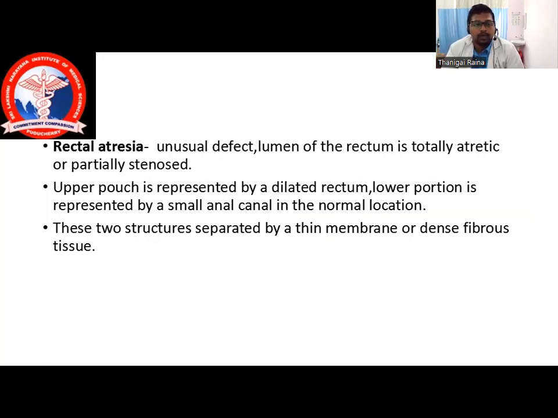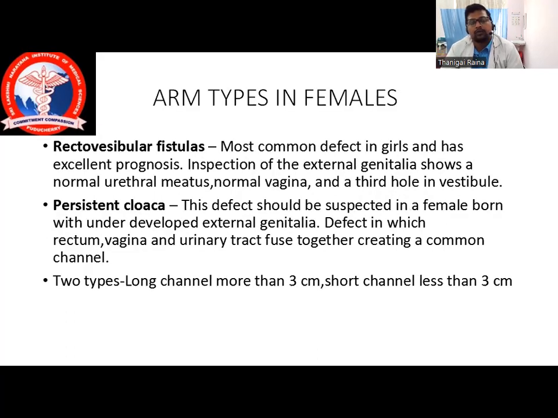Coming to rectal atresia, it is an unusual defect. The lumen of the rectum is totally atretic or partially stenosed. The upper pouch is represented by a dilated rectum and the lower portion by a small anal canal in the normal location. These two structures are separated by a thin membrane or dense fibrous tissue. So we have finished the types of ARMs in males.